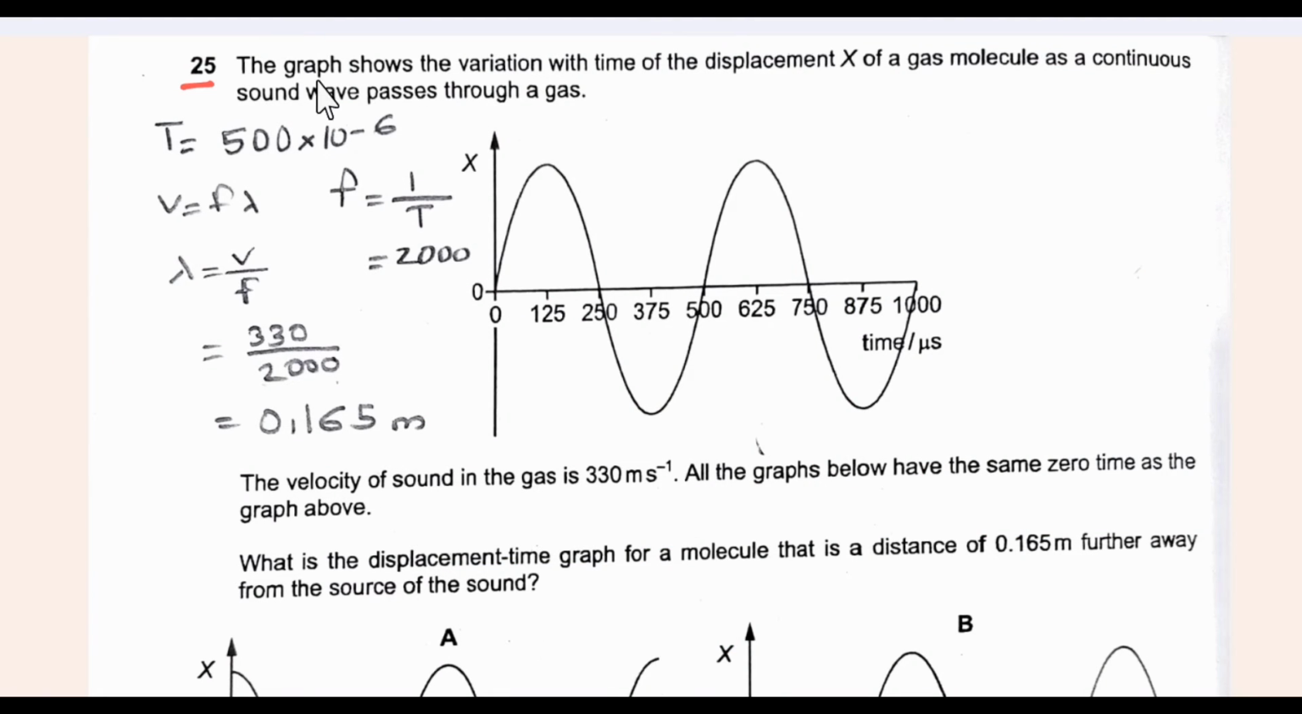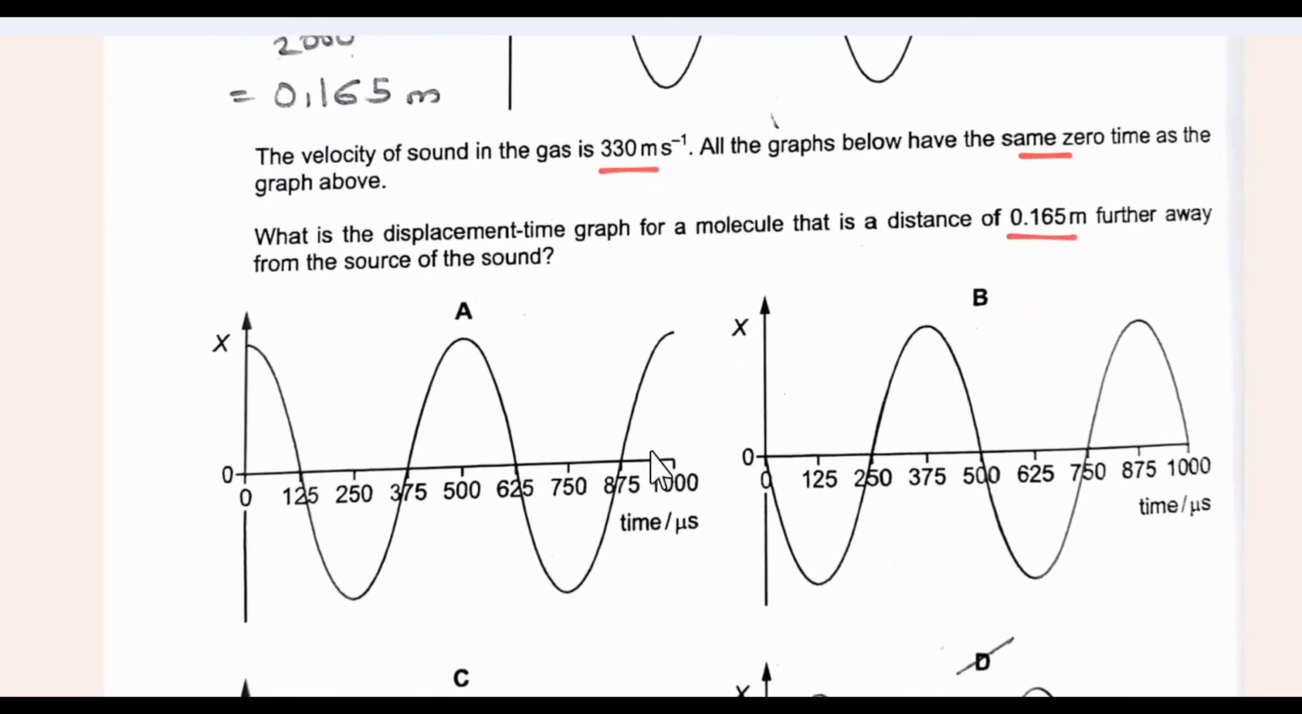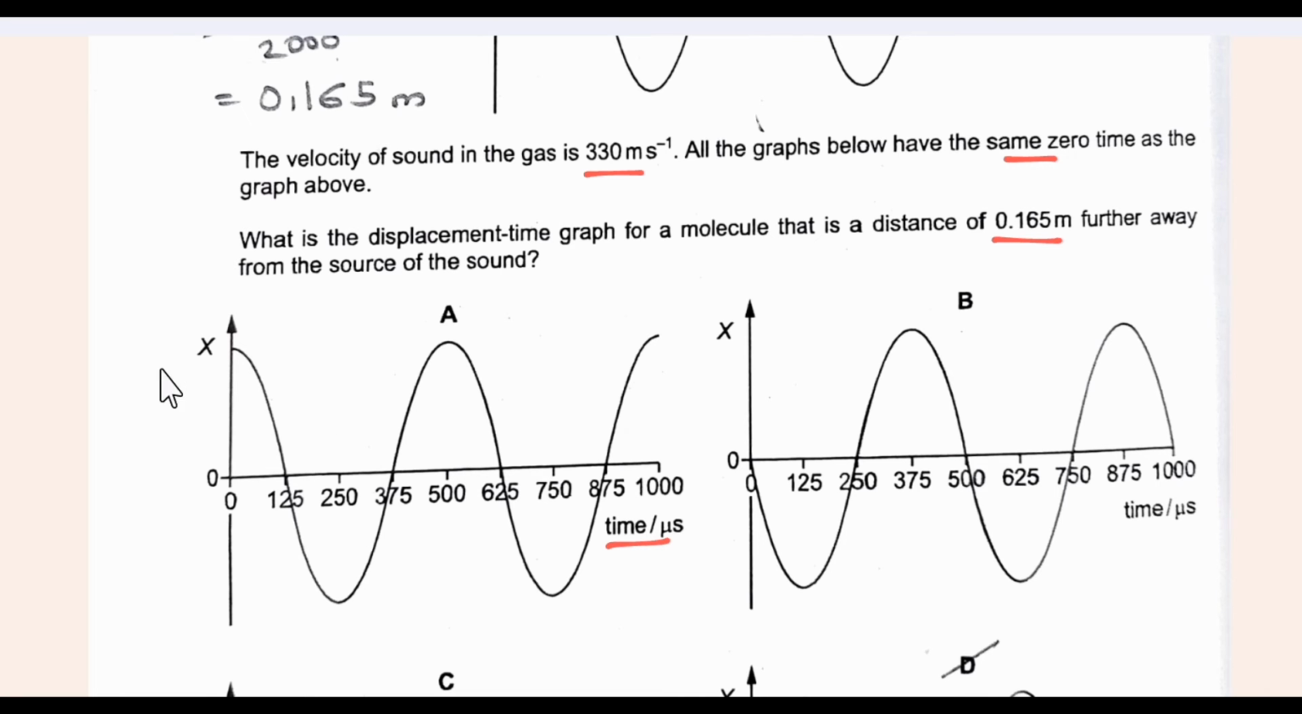In question number 25, the graph shows the variation with time of the displacement x of a gas molecule as a continuous sound wave passes through a gas. The velocity of sound in the gas is given. All the graphs below have the same zero time as the graph above. What is the displacement time graph for the molecule that is this distance in meters further from the source of sound? So by using this information, first of all, we can see that our graphs are time and displacement graphs.